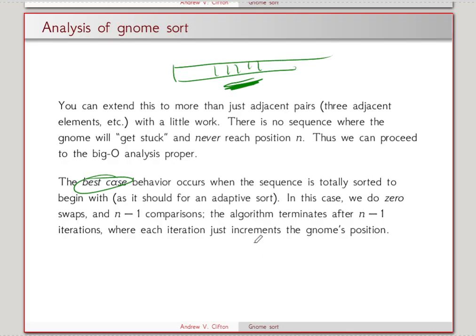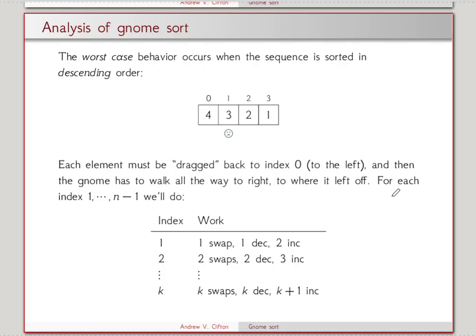The best case is if the sequence is already sorted to begin with. In that case, the gnome just wanders off to the right and then hits the final position, and we're done. So we terminate after n-1 iterations. That's the easy case. If the sequence is sorted, we just do rule 4b, 4b, 4b, 4b over and over until we hit position n.